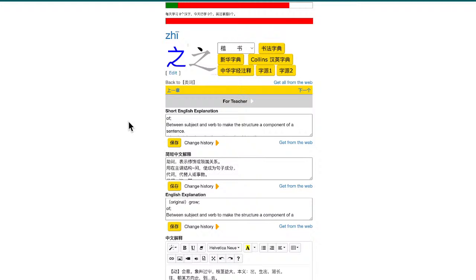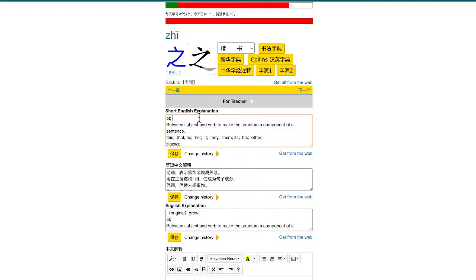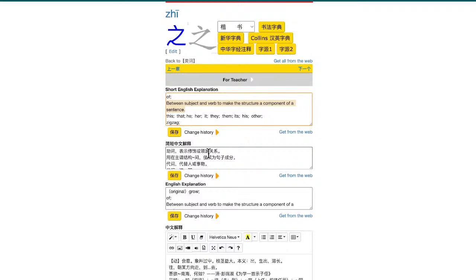Okay. So the first character is 之. This is a very common word of this kind. The primary meaning is equivalent to the English word "of." And now here's another function. It says it's between subject and verb, to make the structure a component of a sentence.